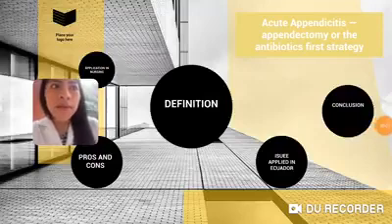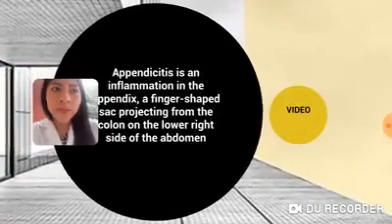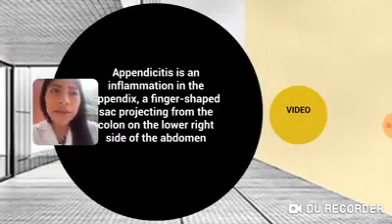Acute appendicitis: appendectomy or the antibiotic-first strategy. Definition. Appendicitis is an inflammation of the appendix, a finger-shaped sac projecting from the colon on the lower right side of the abdomen.